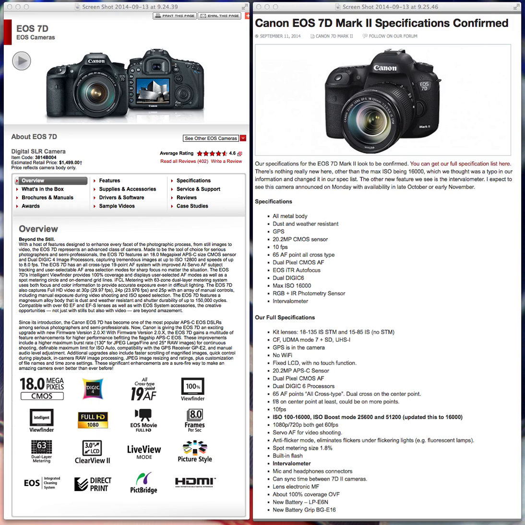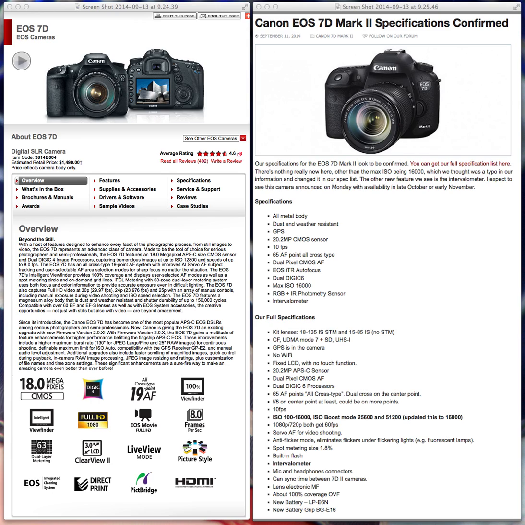A notable increase. We go from a single Digic 4 processor. I want to make sure I'm saying that right. Dual Digic 4 processors, so two Digic 4s on the 7D, to dual Digic 6s on the Mark II. So that's going to be a drastic speed increase.